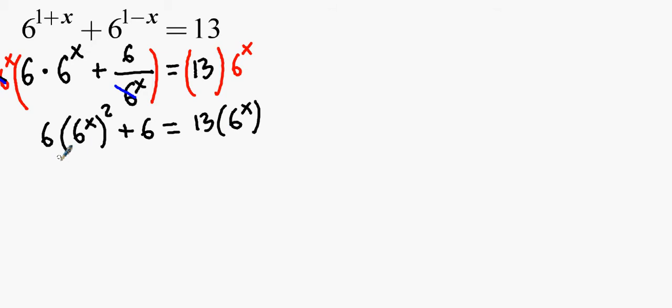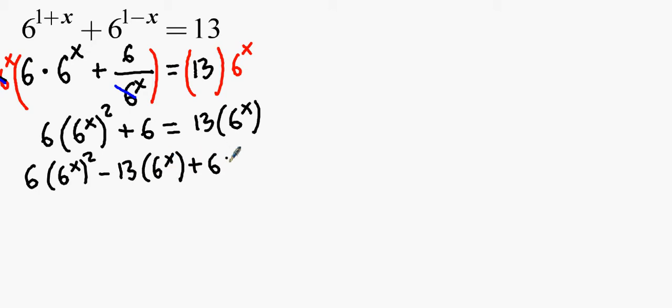What I'm going to do is move everything to the left side. So I have 6 times 6 to the x squared minus 13 times 6 to the x plus 6 equals 0.